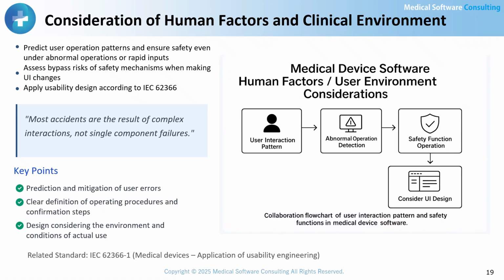System design must anticipate user operation patterns, ensuring safety even in cases of abnormal actions or rapid input. Operating procedures should be clearly defined, with confirmation steps inserted where appropriate. When making changes to the user interface, the risk of bypassing safety mechanisms must also be evaluated. Human factors engineering, based on usability design principles from IEC 62366, is highly effective in this regard.